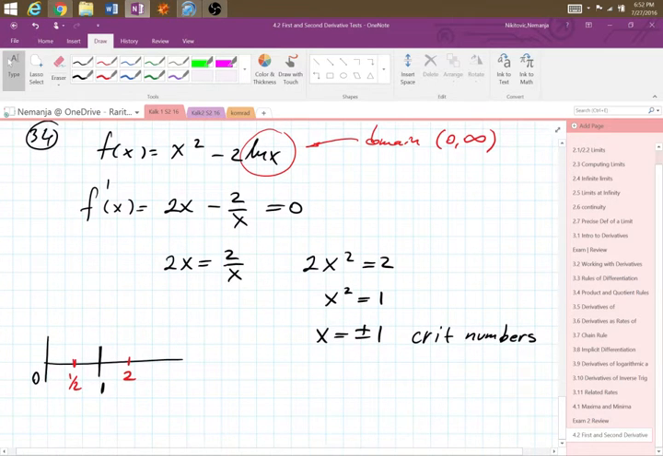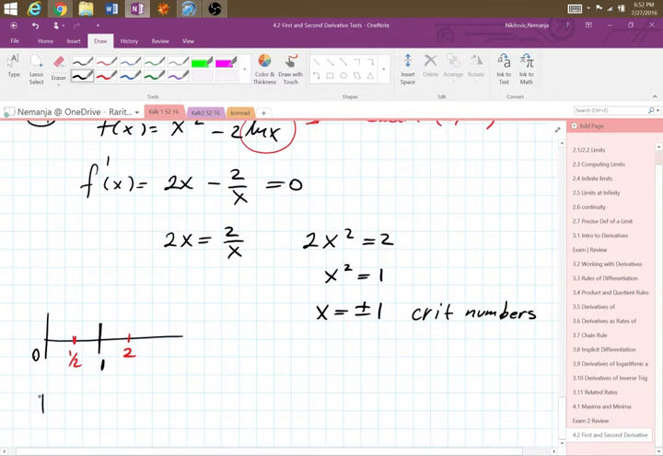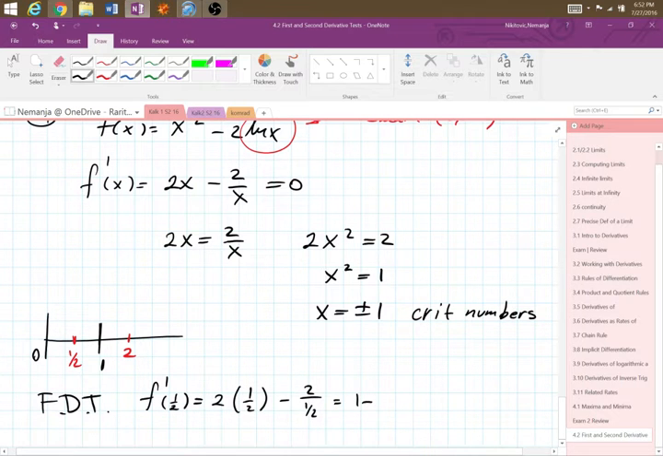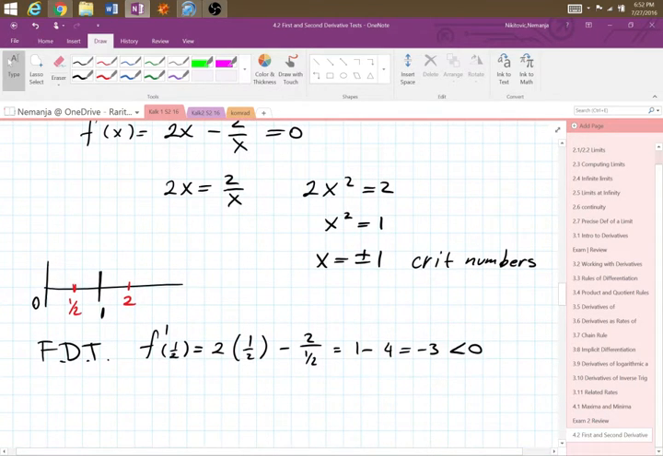So now I run my first derivative test, f dt. First derivative test. So f prime of 1/2. We simply compute that, which is 2 times 1/2 minus 2 divided by 1/2, which is 1 minus 4, which is -3, less than 0, which implies that f of x is what? Decreasing. Very good. You put the arrow going down.